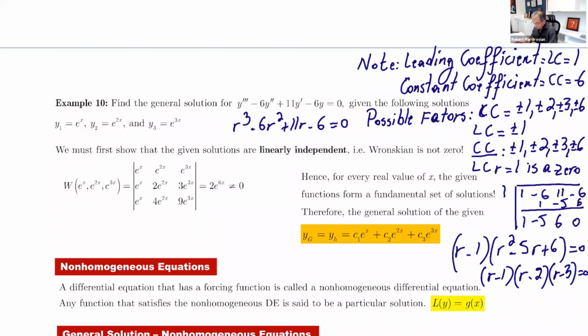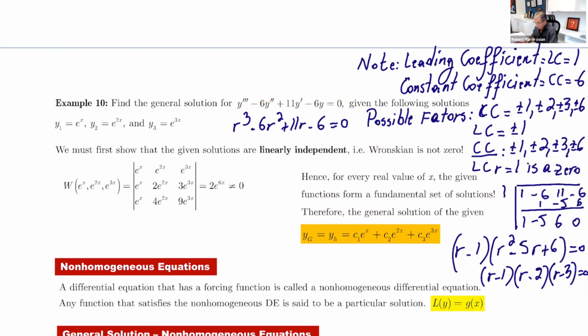So you take all the possible factors of the constant coefficient, which are plus or minus 1, plus or minus 2, plus or minus 3, plus or minus 6, and you take all possible factors of the leading coefficient, which is just plus or minus 1, and you find all the possible ratios, and these can be all the possible solutions of this equation.